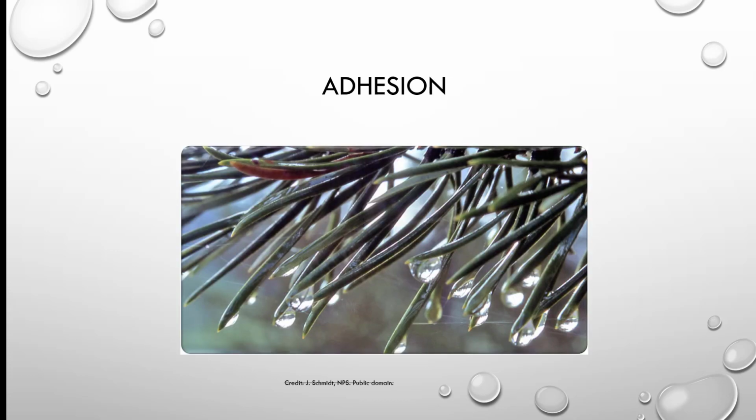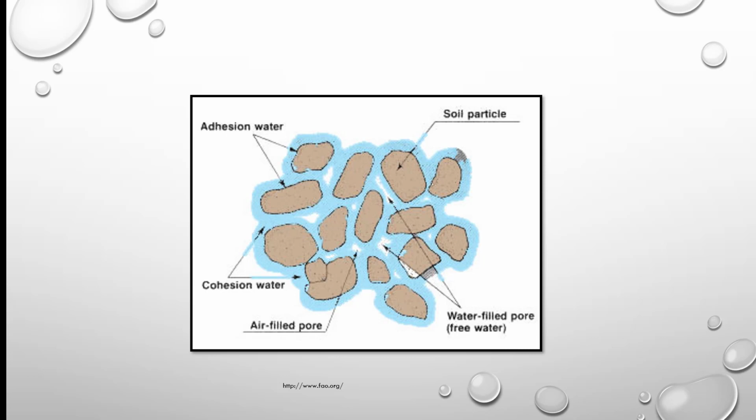And this is just a good graphic. This actually has everything going on here. We've got adhesion to the needles, we've got cohesion of water molecules, and then gravity is going to pull those drops down. Okay, adhesion water is right around the soil particles. Cohesion water is between particles, sticking to itself.